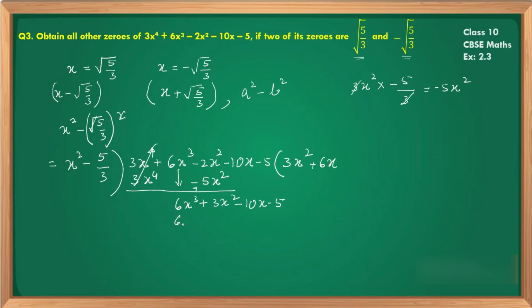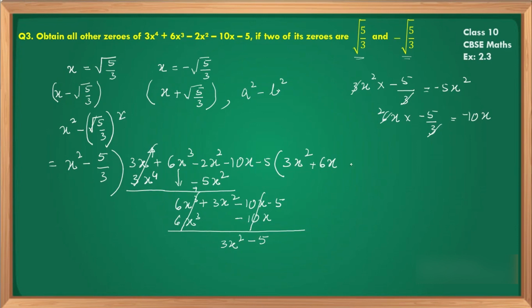You get 6x cube and then multiply 6x with minus 5 by 3. Separately write down 6x into minus 5 by 3. 3 ones are 3, 3 twos are 6. You get minus 5 into 2 is minus 10x. Minus 10x, that is here. You draw the line, 6x cube and 6x cube get cancelled. Even this 10x also gets cancelled. Now plus 3x minus 5 will be the balance.